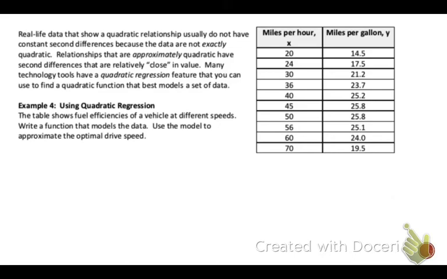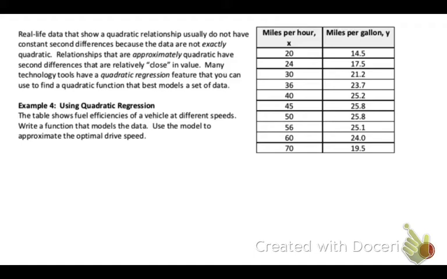Real-life data that show a quadratic relationship usually do not have constant second differences because the data are not exactly quadratic. They're close. Relationships that are approximately quadratic have second differences that are relatively close. So if you found second differences in this table comparing miles per hour to miles per gallon on the output, you'll find just that the second differences in the y values will hover around that. So many technology tools have a quadratic regression feature that you can use to find a quadratic function that best models or fits the data.